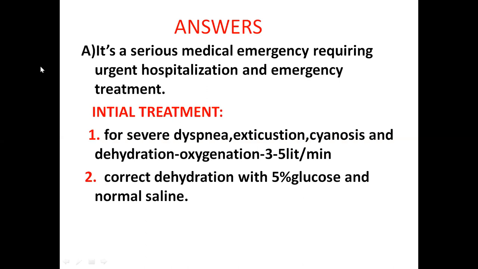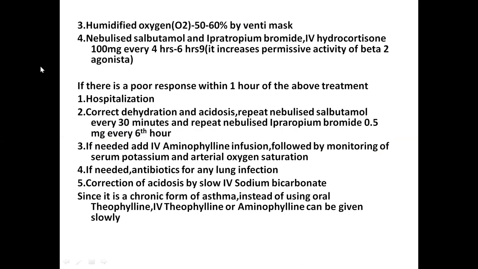We have to control the supportive measures: dehydration, and we have to give the airway oxygenation 3 to 5 liters. Then we have to give humidified oxygen 50 to 60% by venti mask. Then nebulization by salbutamol and ipratropium bromide. Then steroids, intravenous hydrocortisone 100 milligrams every 4 to 6 hours. The hydrocortisone increases the permissive activity of beta 2 agonist. The drugs are salbutamol, ipratropium bromide, then steroid, hydrocortisone.